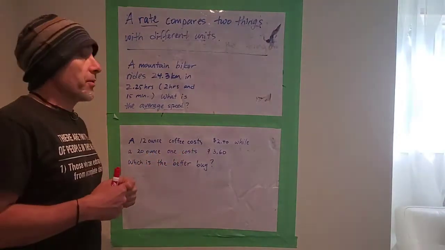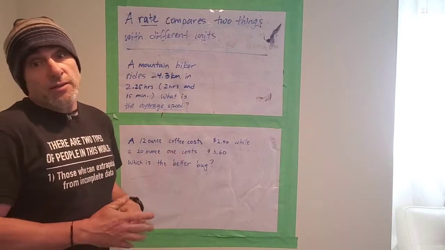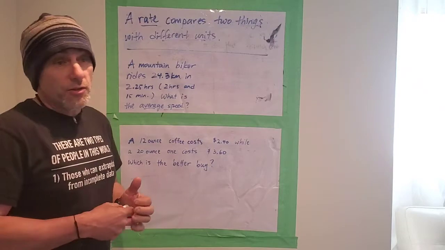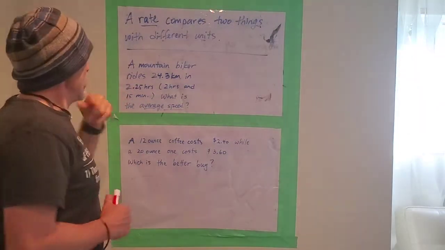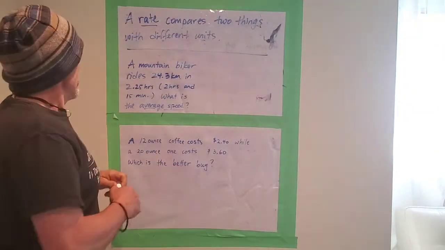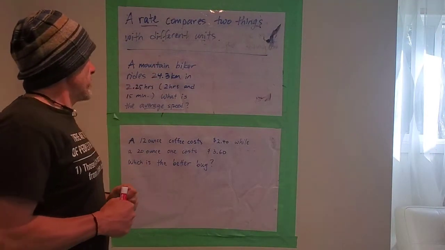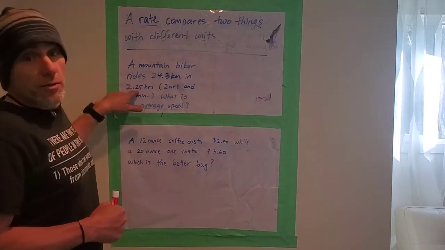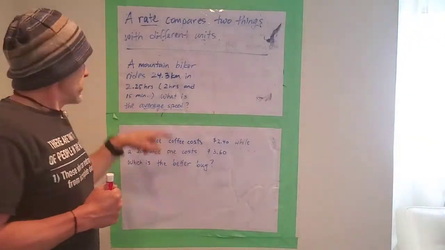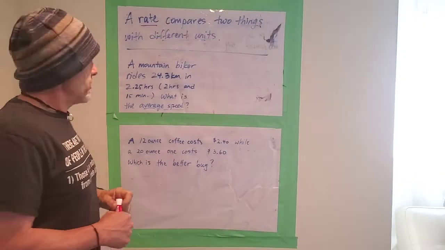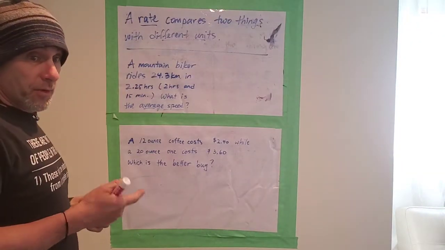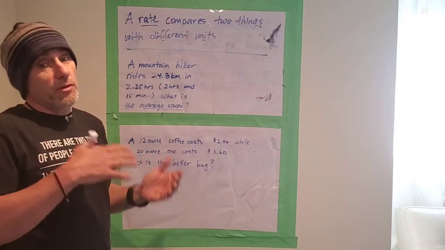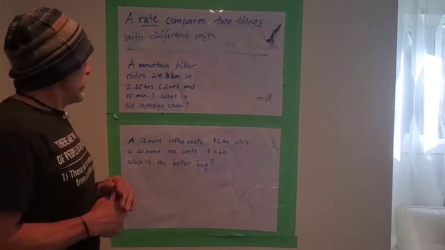So here's an example. I've been doing a lot of mountain biking lately, mostly because there's not a lot else to do outside. So one of my rides I did recently, it says a mountain biker, this is actually me, rides 24.3 kilometers in 2.25 hours. This is 2 hours and 15 minutes. 0.25 of an hour would be 15 minutes. So 2.25 hours. What is the average speed? Obviously the speed is changing, sometimes going faster and slower, but on average, what would be the speed?